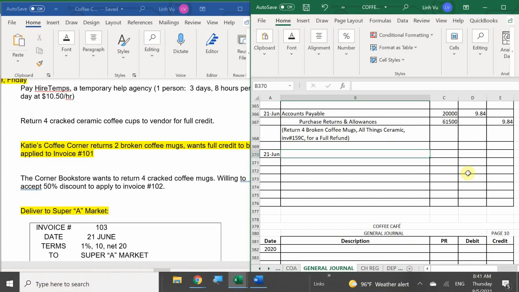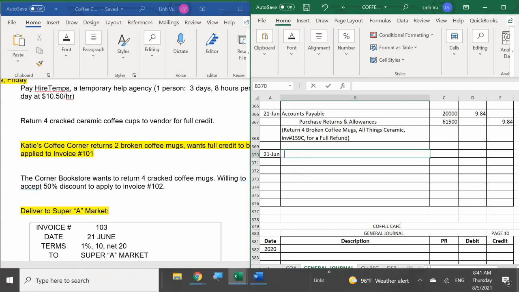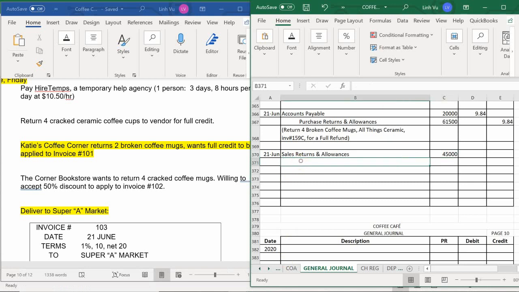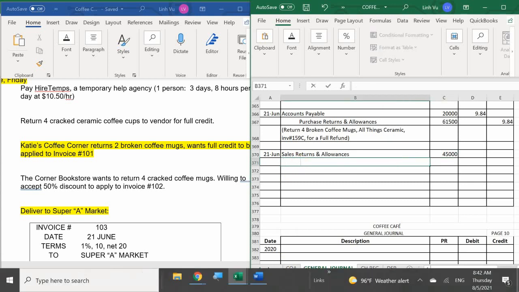And in this case, because Katie is a customer, we have a sales returns and allowances, right? This is a full-on return. What account number is that? Is it 45,000? 45, 1, 2, 3. And last but not least, accounts receivable is 11,000.